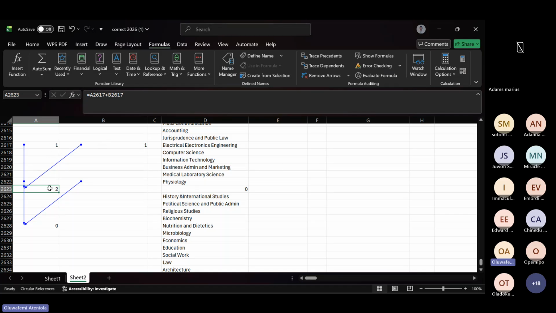If I copy this now, Control C, and paste it here, Control V, since you are using this particular cell and this particular cell, it is going to leave this one alone and also move to the right. So it is going to be this plus this.